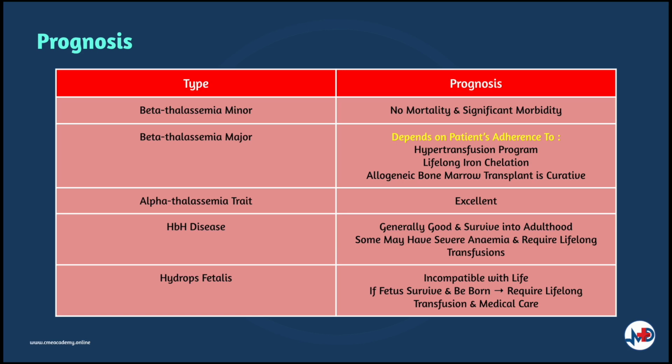Looking at those with HPH disease, the overall survival rate varies, but it's generally good, with most patients surviving into adulthood. However, some patients have a more complicated course and may not do as well. And lastly, hydrops fetalis is incompatible with life and requires identification in utero and in utero transfusions if the fetus is to survive and be born.